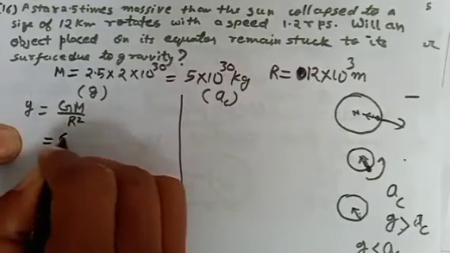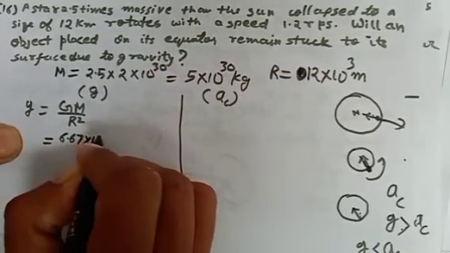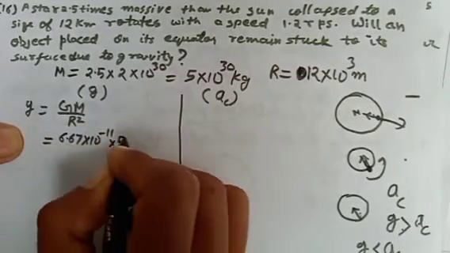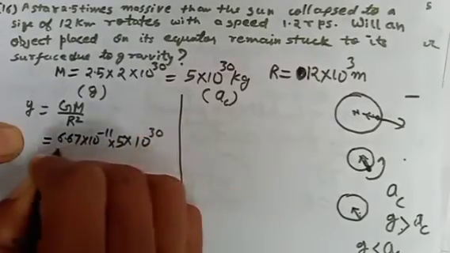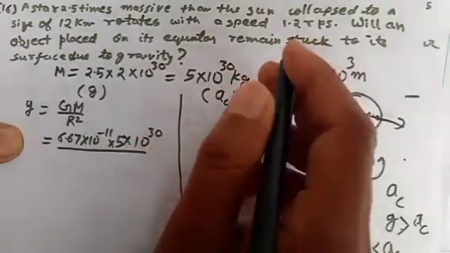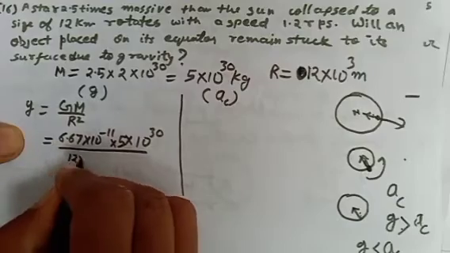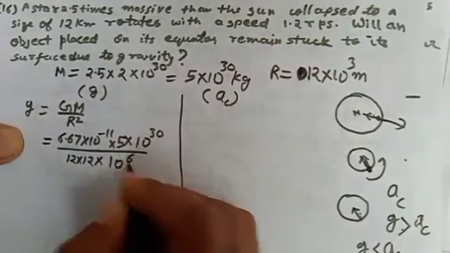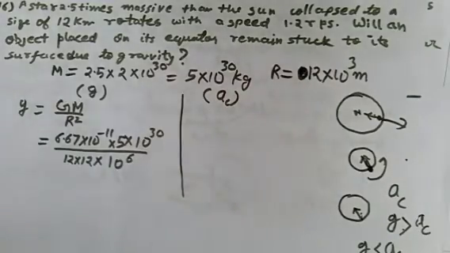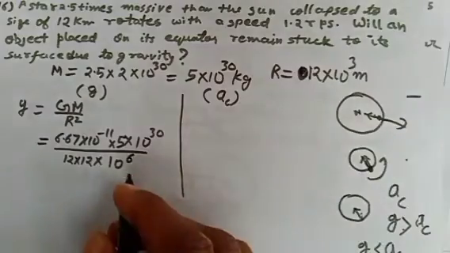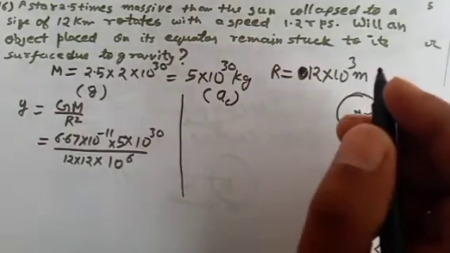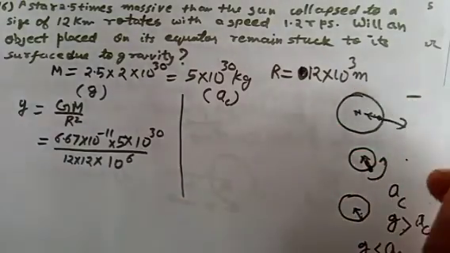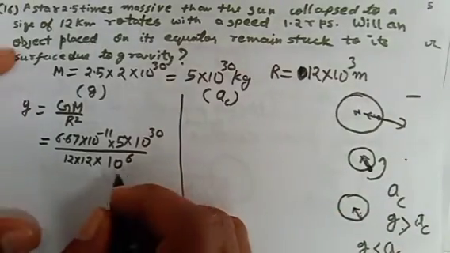So g is 6.67 into 10 to the power minus 11, m is 5 into 10 to the power 30, and upon r square. R is this 12. So 12 into 12 into 10 to the power 3, so it will be 6 square. 10 to the power 3 का स्क्वायर करेंगे तो 10 to the power 6 हो जाएगा. 9 नहीं हो जाएगा, 3 का स्क्वायर नहीं हो, 10 to the power 3 का स्क्वायर है, तो पावर पे पावर होती है, पावर मल्टीप्लाई हो जाती है.